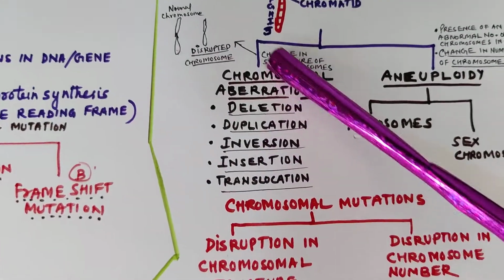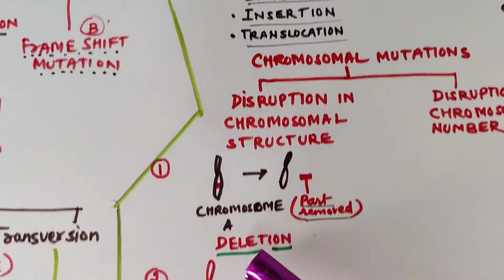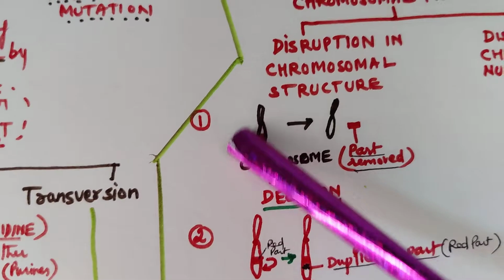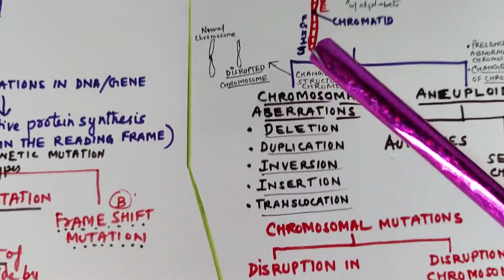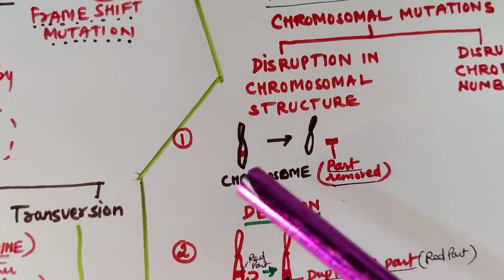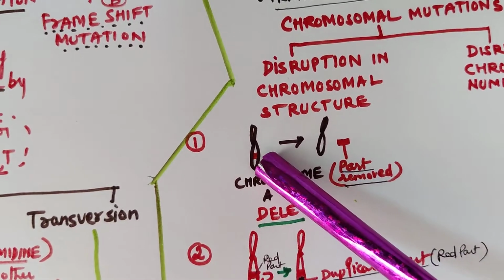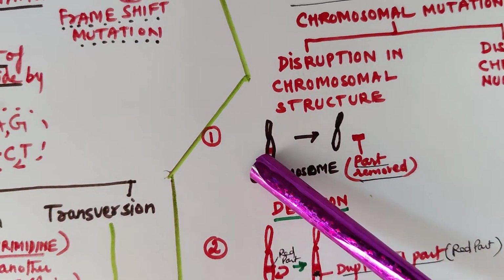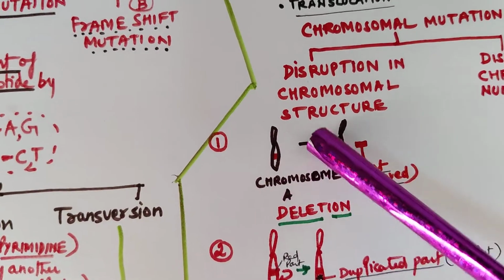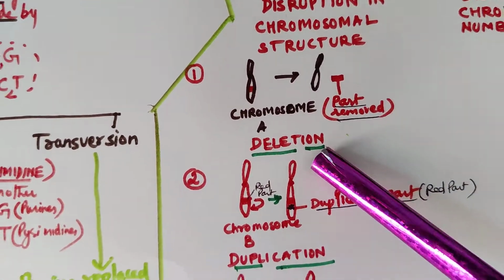Now we will see what are the meanings of deletion, duplication, inversion, insertion and translocation. Here some diagrams are shown. For example, this is the chromatid of the chromosome. Let us name the parts A, B, C, D, E, F, G, H, I, J. Now the red part of this chromatid is showing a gene segment. If this red part of the gene segment is removed, it is called deletion. Here it is also written underlined in green color.